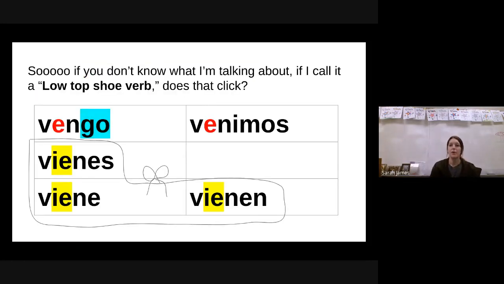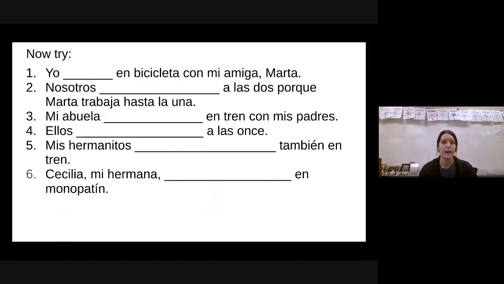All right, so if you didn't understand all that, but you understand the low top shoe verb, then this is the drawing for that, which I've already explained on my other slide. All right, so here's a low top shoe. That means in this shoe, we have an E to IE stem changer. Okay, I'm going to go ahead and move on, but pause if you need to and draw your shoe or do whatever you need.